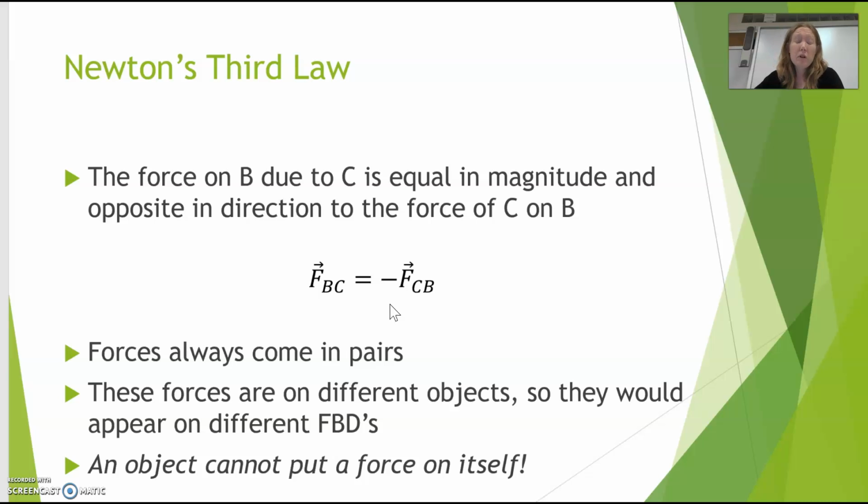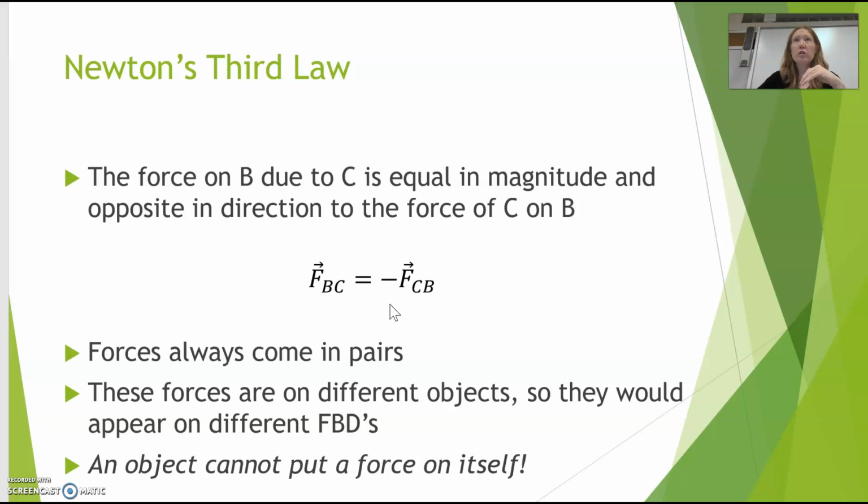That's really important because that means there's never a case when a force comes by itself. There are always forces in pairs. But it's important to note that those forces are on different objects. So when you're standing on the floor, you are putting pressure downward on the floor, and the floor is putting a force equal and opposite, meaning equal and upward, on you.